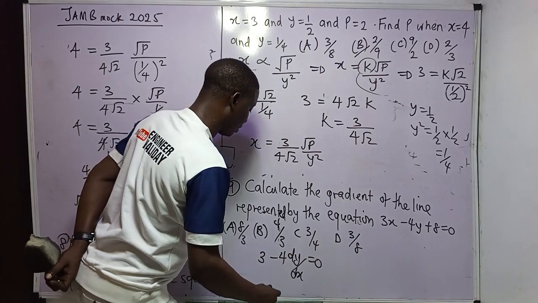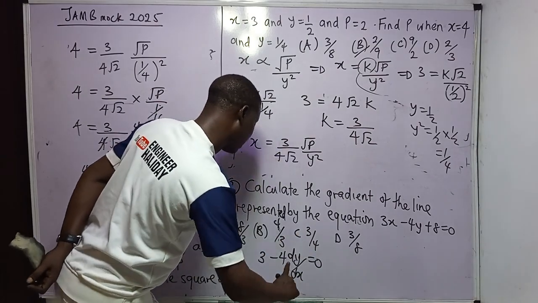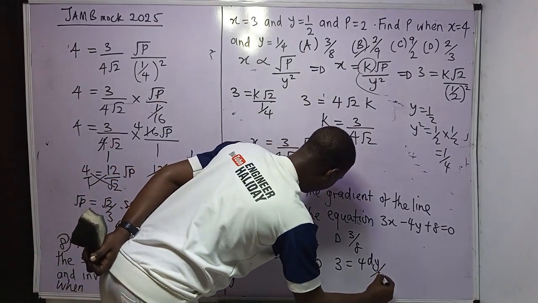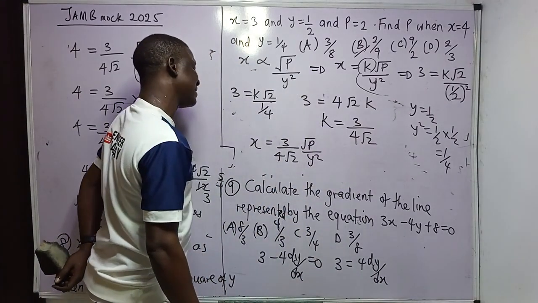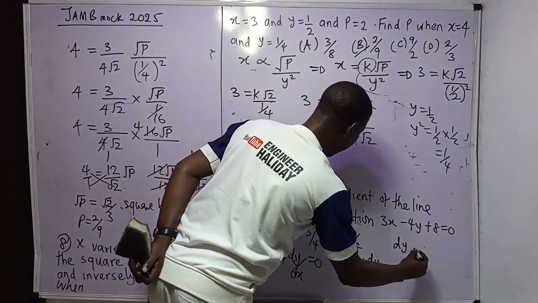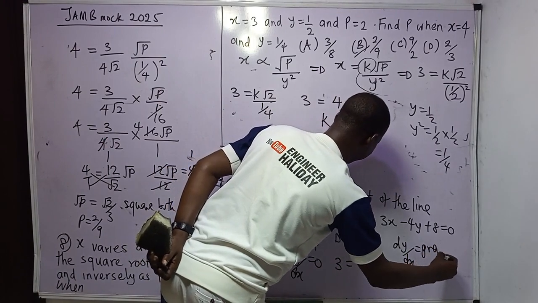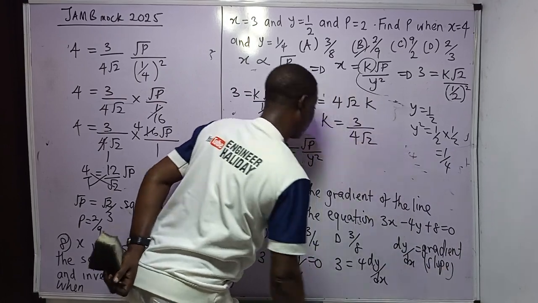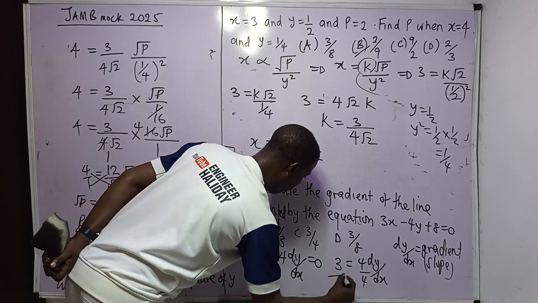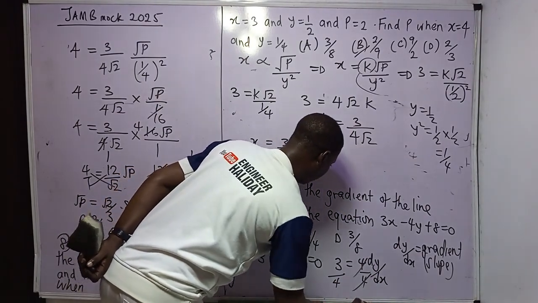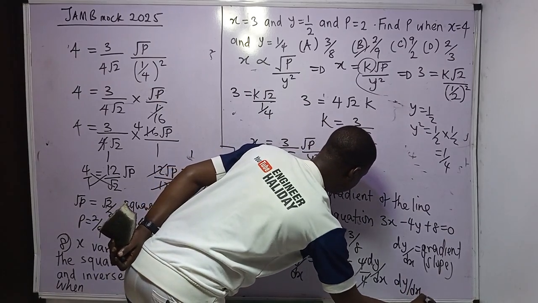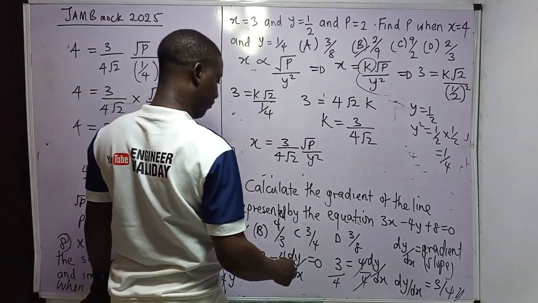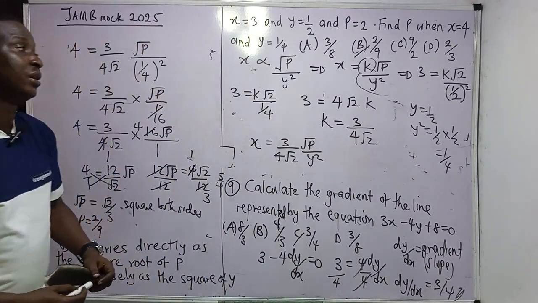So let us make dy over dx the subject of the formula. Take this one there. We would have 3 equals 4 dy over dx. So dy over dx is called gradient. Don't forget, dy over dx is also known as the gradient or slope. Any one is correct. So if you divide both sides by 4, dy over dx is equal to 3 over 4. And that is the answer. So 3 over 4 will be your option C. Thank you.